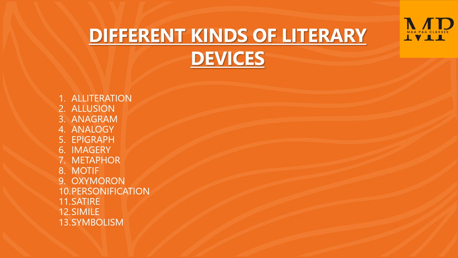Let's get to understand some of the different kinds of literary devices in our English literature. There are so many literary devices, but here we will understand these 13 of them for the school students basically. So let's begin. Some of the different kinds of literary devices are, as you can see on the screen: alliteration, allusion, anagram, analogy, epigraph, imagery, metaphor, motif, oxymoron, personification, satire, simile, and symbolism. Let's get ahead.